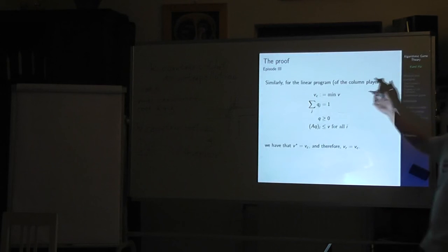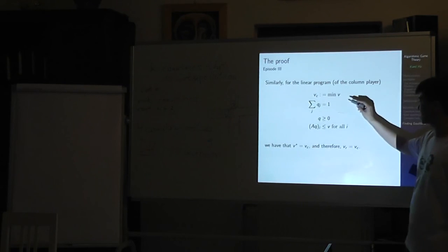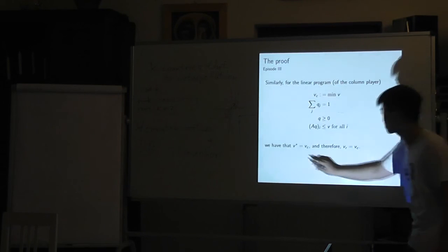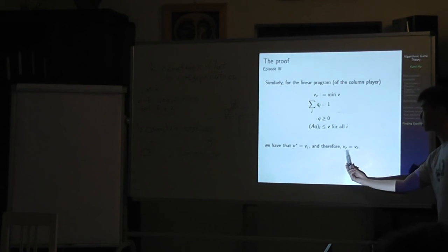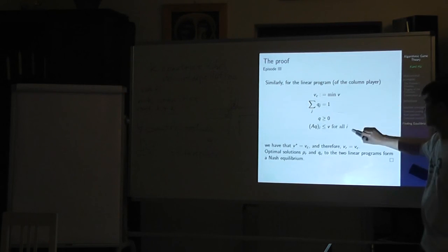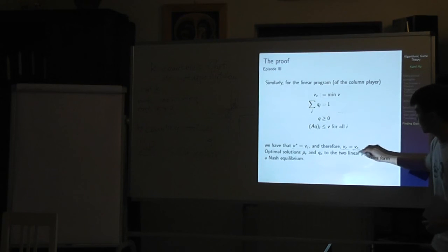Okay, so similarly, we can have the linear program for the column player, and that would be basically the same. It would be just trying to minimize the maximums chosen by the row player, and with the same argumentation we would also have that the V star of the initial equilibrium would be the same as this value. Therefore, the guarantee of the row player and the column player would be the same. And so if we try to conclude, the optimal probabilities of the first and second linear programs form a Nash equilibrium. This is just because the first player can guarantee to win at least V R, and he cannot win more than V R because the column player can guarantee to lose at most V C.